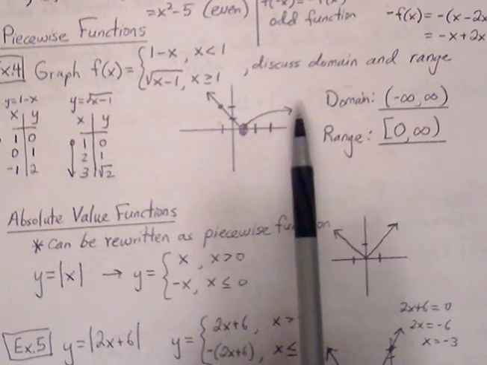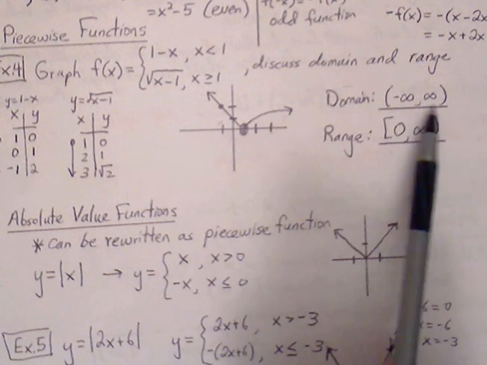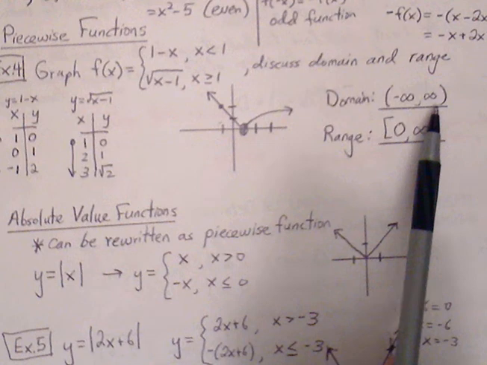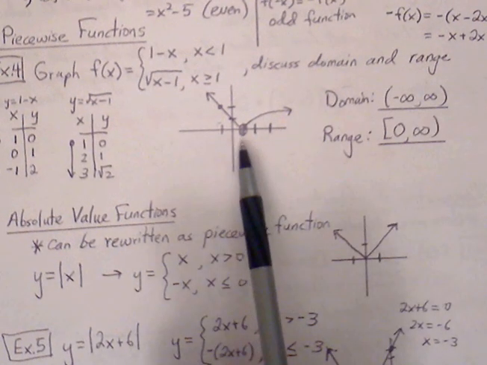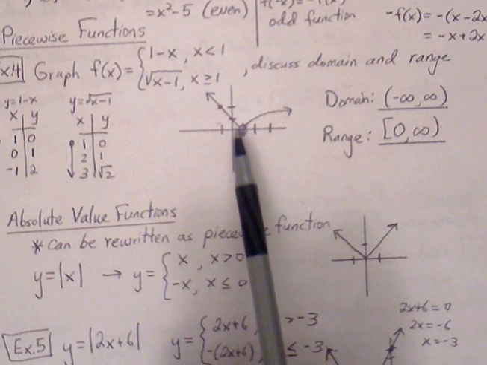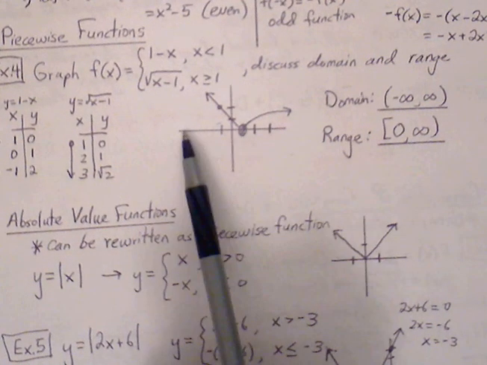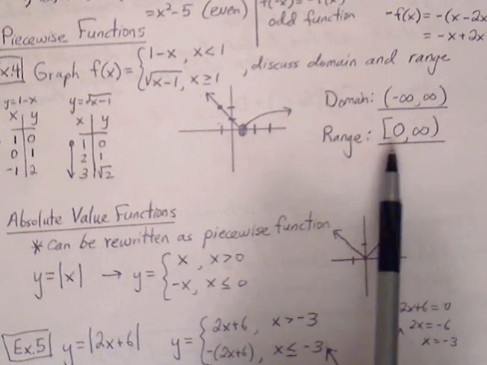The range are the y values from the lowest y value to the highest y value. So we see the lowest y value is going to be at the x-axis, so at 0. Now the graph is touching 0, so we do want to put a bracket there, and it's going to go up to positive infinity, so we'll put a parenthesis there. So the range is from 0 to infinity.